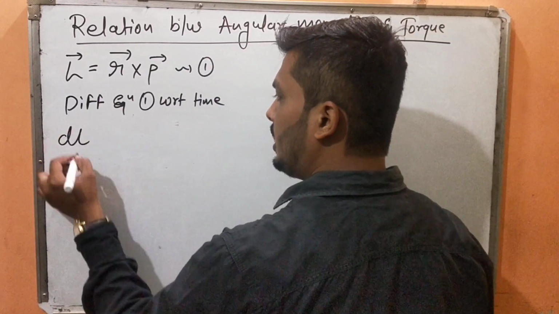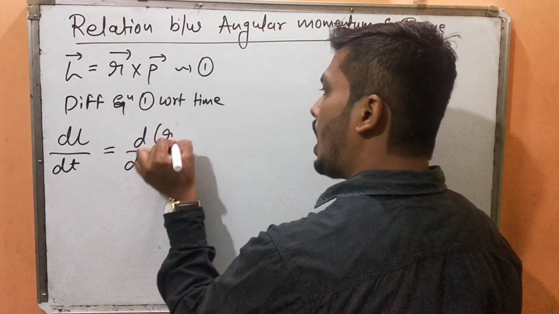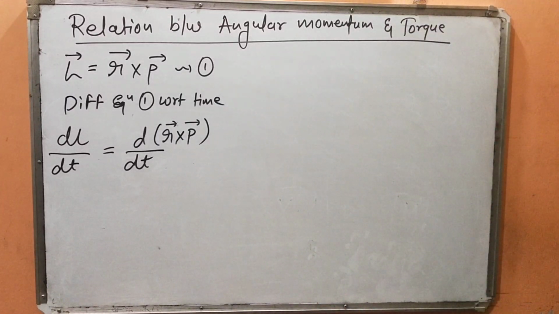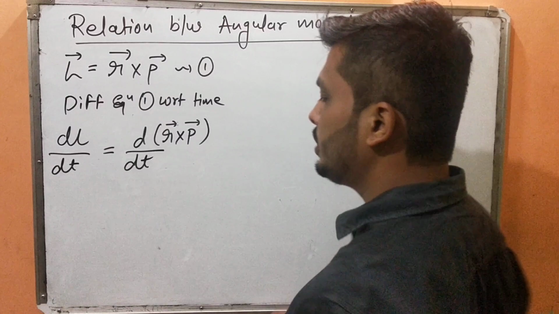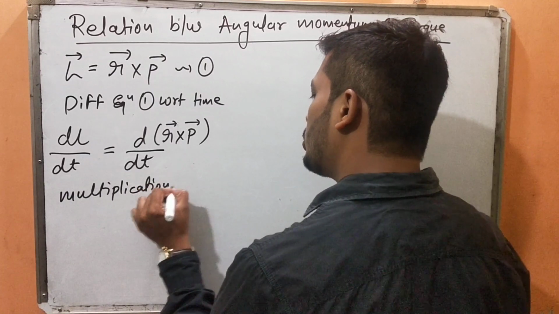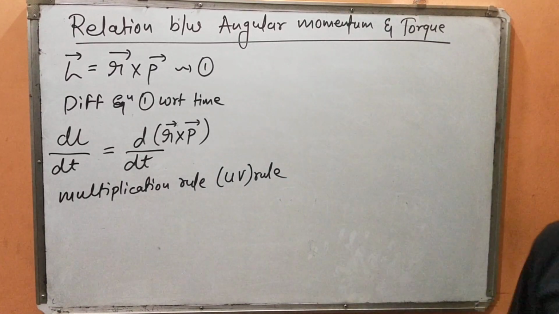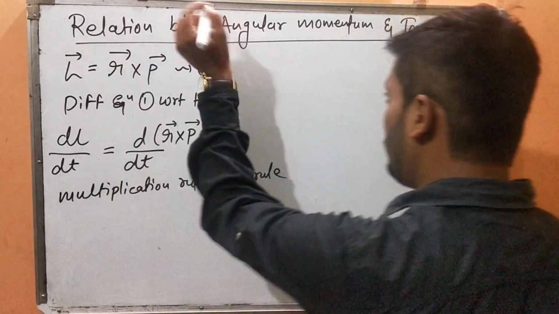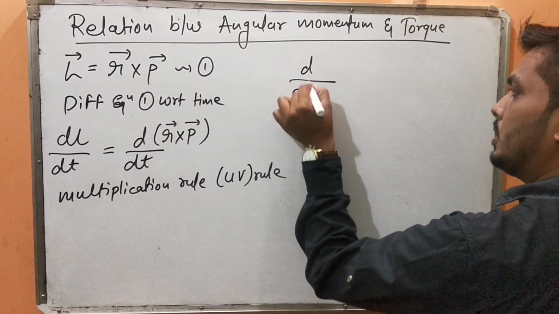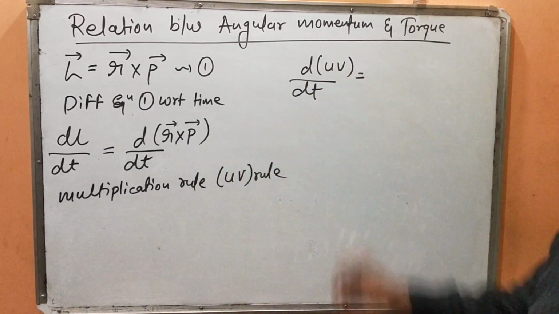So what is differentiation? dL by dt equals d by dt of r cross p. Now here we are going to differentiate this equation. Now there is one rule which we call the multiplication rule. We are going to apply the multiplication rule, or we usually call it the UV rule. I'll just tell you what exactly the multiplication rule is, then you try to apply this. So if I have U and V, and it is a product rule, a multiplication rule.